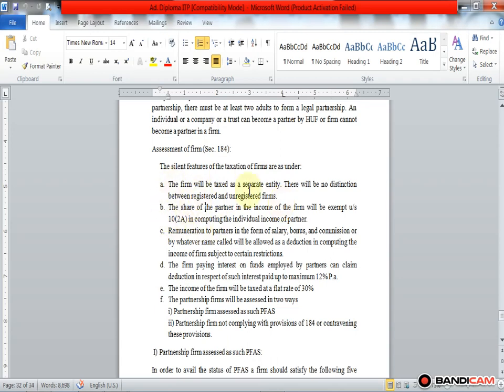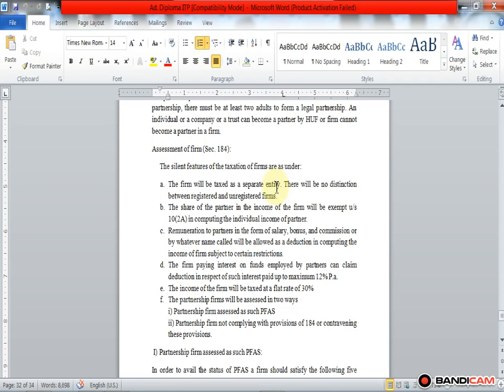So the firm will be taxed as a separate entity because the firm and the ownership are separate from the business. Okay, so the firm will be taxed as a separate entity. There is no difference between registered and unregistered firms.